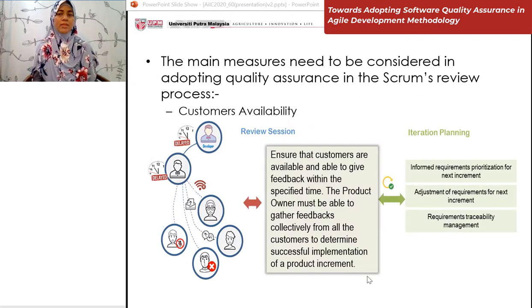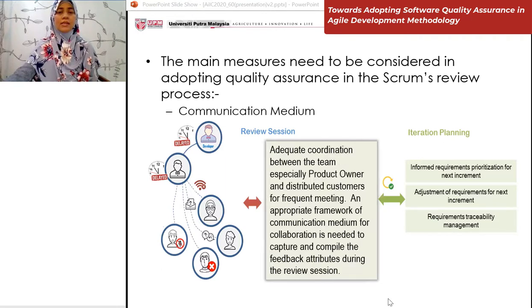So the main measures that need to be considered in adopting quality assurance in the Scrum review process are, first, customer availability, in which we have to ensure that the customers are available and able to give feedback within the specified time. The product owner must be able to gather feedback collectively from the customers to determine the successful implementation of a product increment. And then the next measure is the communication medium.